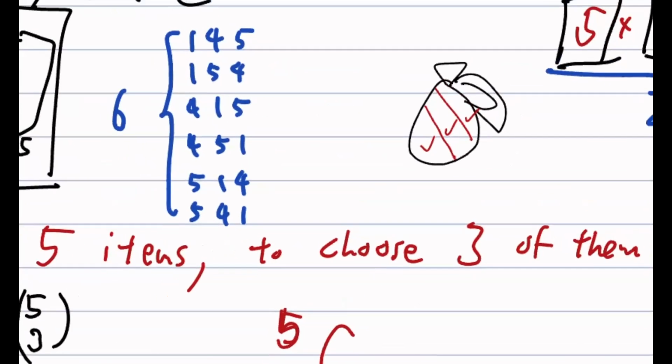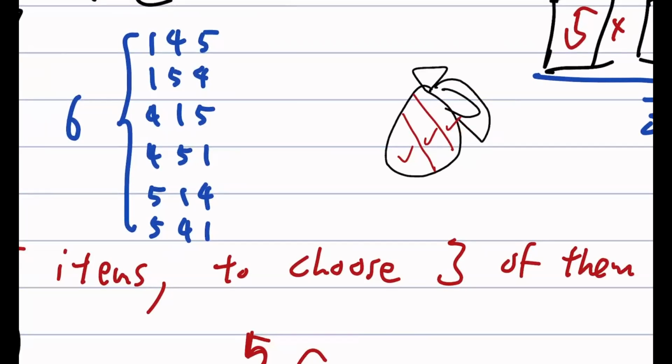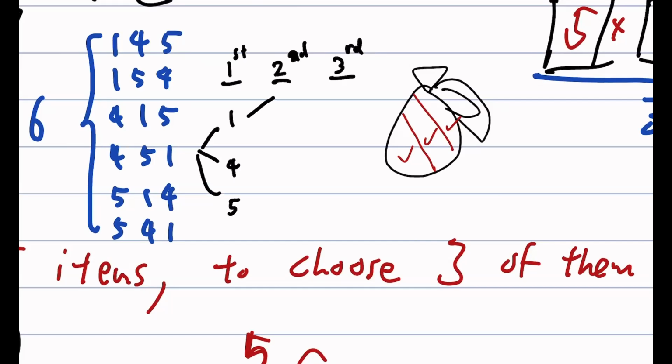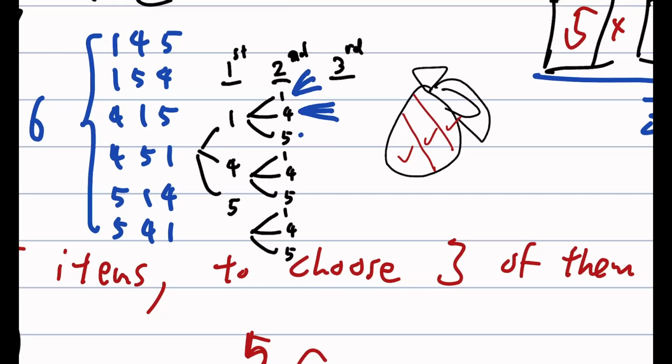These 6 ways can actually be rewritten in the following format. If I draw a tree, I think you drew it before in Emacs. Also, a tree looks something like this. It's like option number 1, option number 2, and option number 3. First, second, and third. You can either pick a 1, a 4, or a 5. But then within each option, you can also pick 1, 4, or 5. So it splits up into 3 sub branches. And then within each branch, you can further split up into 3 branches: 1, 4, 5.